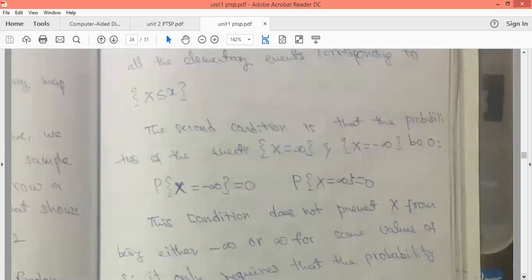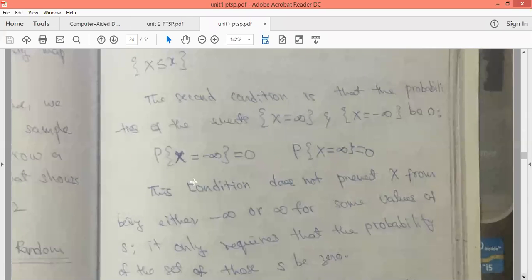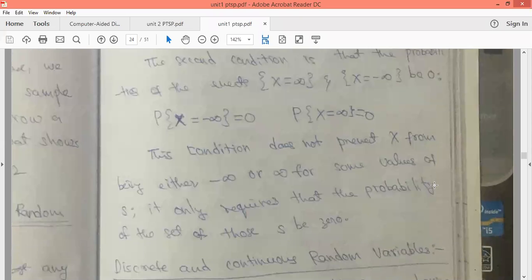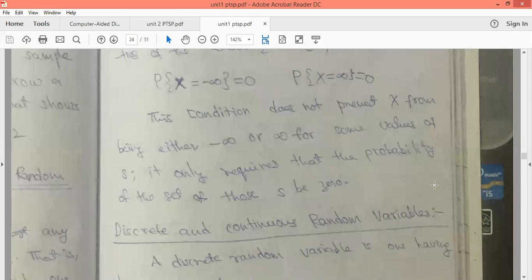The third condition is that the probability of the event X equal to infinity and X equal to minus infinity will be 0, because we don't have any event at X equal to minus infinity, yes or no? Similarly, we don't have any event with X equal to infinity. So the probability of X equal to minus infinity is 0, and the probability of X equal to infinity is also 0. Okay, so these are the conditions for a function to be a random variable.